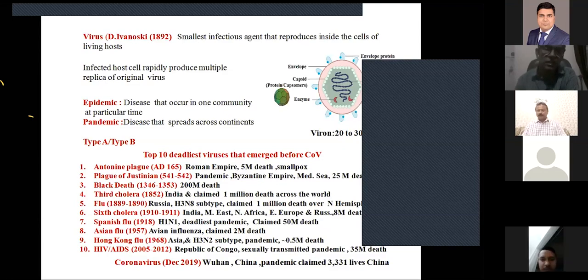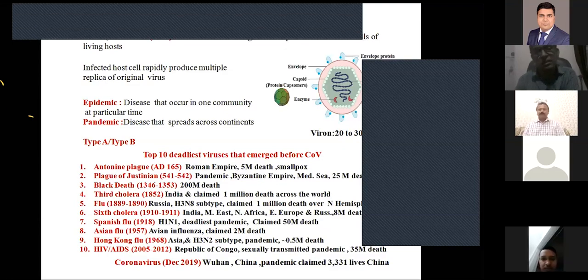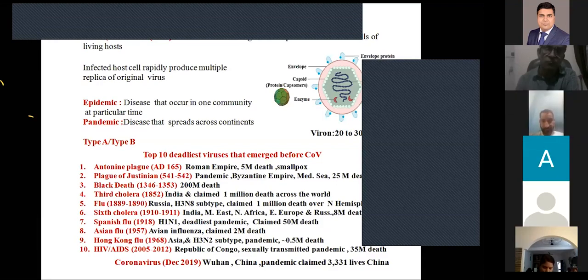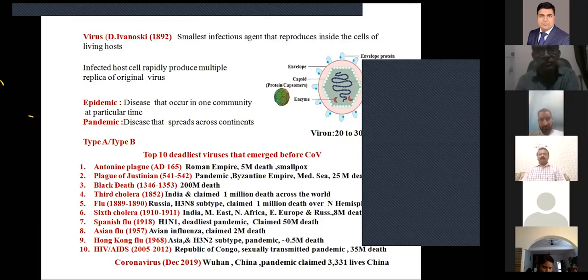Spanish flu is again a viral disease initiated by the H1N1 type of virus. It was a deadly pandemic and claimed some 50 million people around the Spanish region. Asian flu emerged in 1957 as avian influenza and claimed 2 million deaths. Hong Kong flu hit Asia and Northern Asia in the form of the H3N2 virus, and it was a pandemic that claimed around 0.5 million deaths, some 50,000 people, around 1968.